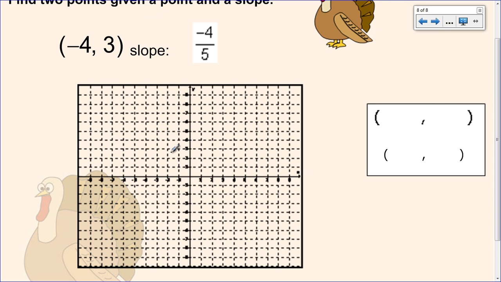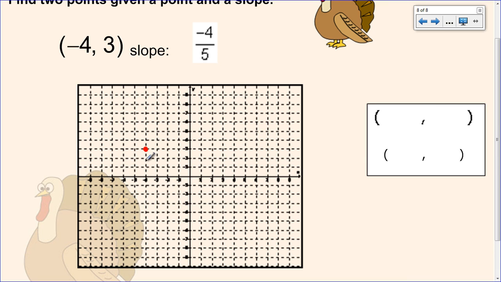So we're going to graph this point, -4, 3. So we're going to go over to -4 up to 3, and we're going to graph that point. Now it says to find 2 different points using the slope. Well, we know the slope is -4/5, which means that from this point to get to another point, I have to go down 4 and to the right 5.